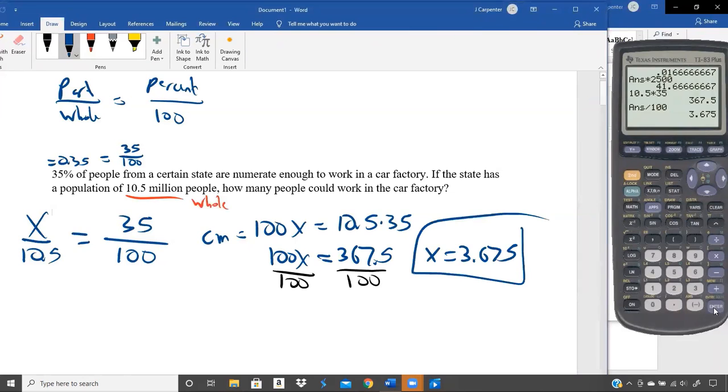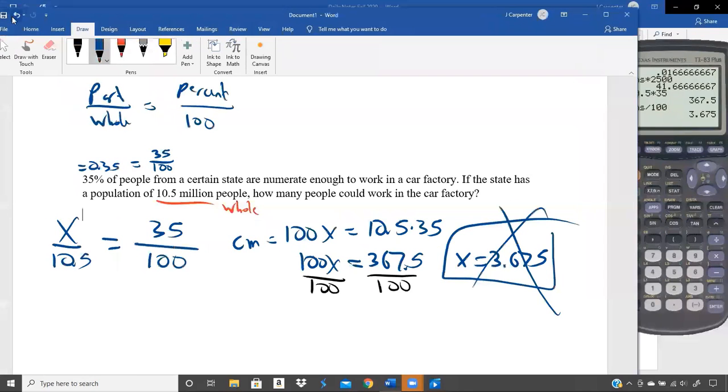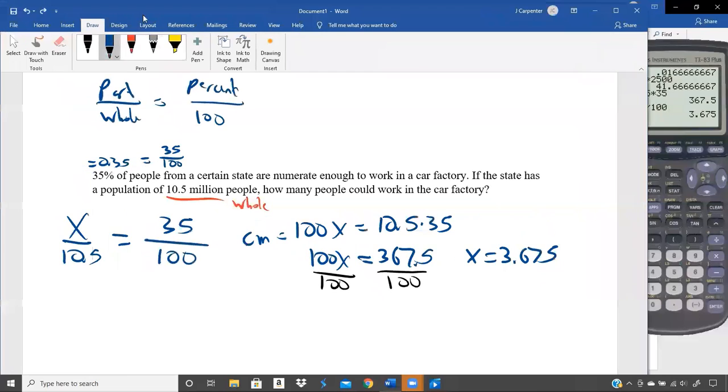And someone will go, well, there's my answer. Nope, that's not the answer. That's not the answer for a couple reasons. First of all, you have no units. Second of all, you're not telling me at all what x relates to. And third of all, there's an even bigger issue.